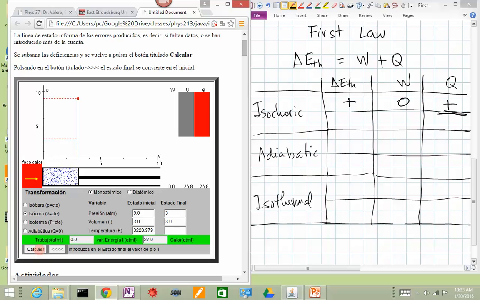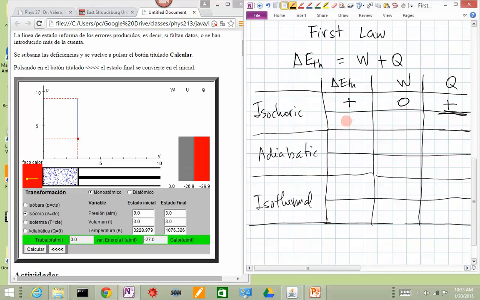So here we're going to be cooling down. And you can see now heat is going out of the system and the energy is decreasing. So the energy is negative, and there's no work because the volume didn't change, and heat went out of the system. So this is the energy balance, the first law for an isochoric process.